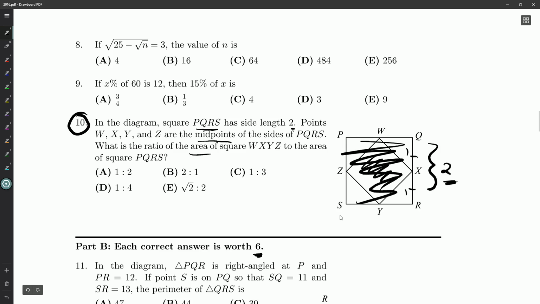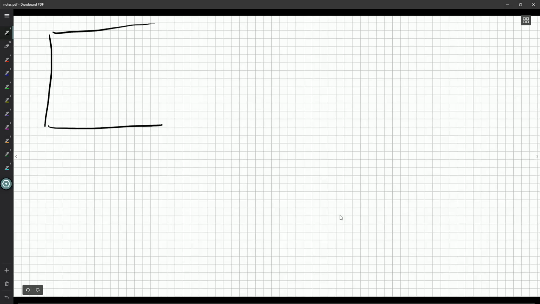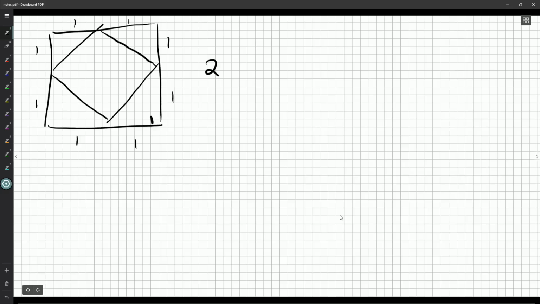Well, I know the side length, so I should be able to actually calculate the areas. You don't need to. You can do this question without actually calculating the areas, because we just need the ratio. But they gave us the side length, so why not? So we'll draw a picture there. Alright, so if the side lengths are 2, as I've already said, these midpoints split the sides into 1s. Now, we're dealing with squares.